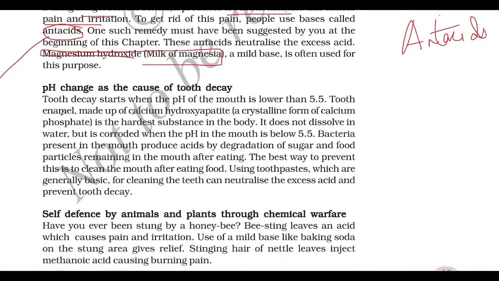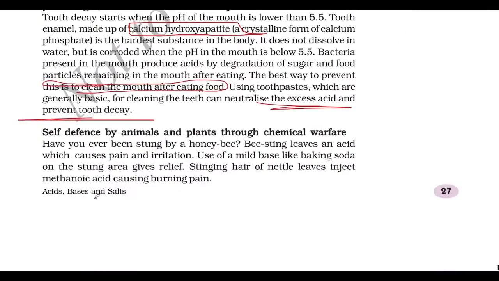pH is also the cause of tooth decay. Tooth enamel is made up of what? Calcium hydroxyapatite. One more question will be asked. How to prevent tooth decay? We can prevent tooth decay by practicing what? Cleaning the mouth after eating food by using what? Toothpastes, which can prevent what? Tooth decay, because they will neutralize the excess acid and prevent tooth decay.